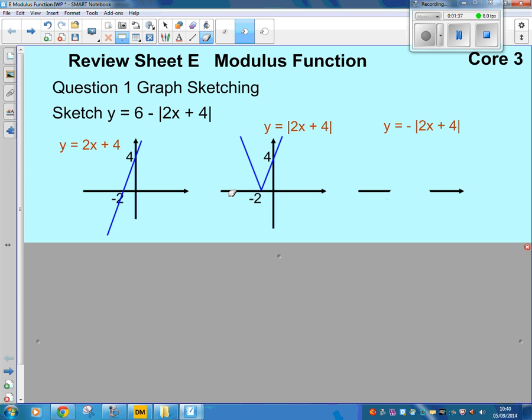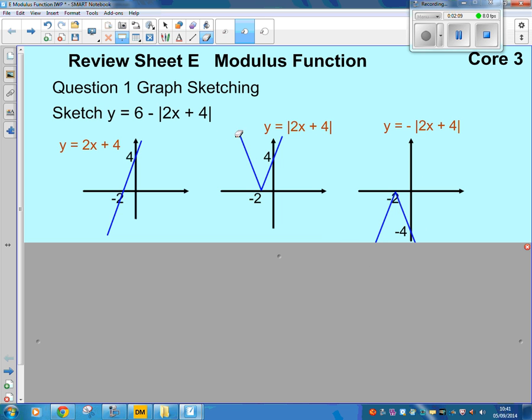Now the key bit, it's saying minus that modulus. Now whereas the modulus of something is always positive, minus the modulus will always be negative. So instead of being up here, it's got to be reflected down here. So the next graph we look at is y equals minus the modulus of 2x plus 4. That means you've got to reflect this graph in the x-axis, so it reflects down here, still meets the x-axis at minus 2, cuts the y-axis at minus 4.